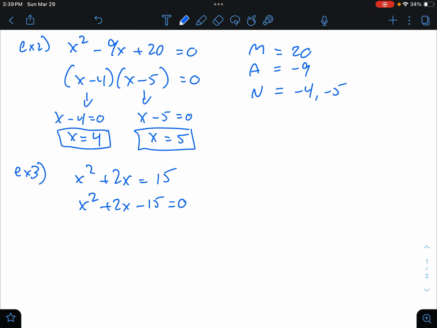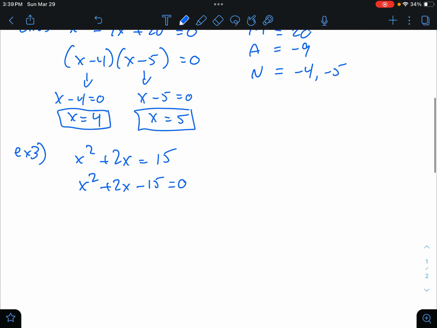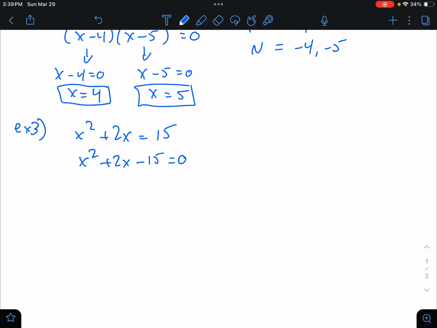Okay, so now we've got it equal to 0. And when I bring the 15 over, essentially what I'm doing is I'm subtracting 15 from both sides. That's what I'm really doing there. Okay, so now it looks like the standard form equal to 0, exactly what I'm expecting. Now I can go ahead and do the man method. We need to get brackets. So we need two numbers that multiply to negative 15 and they add to 2.